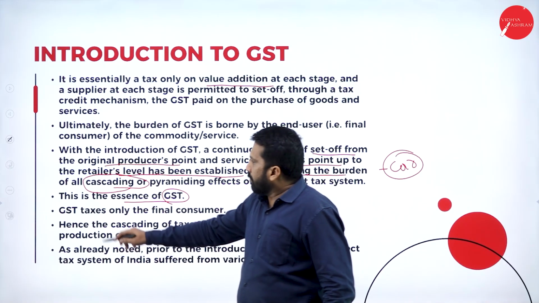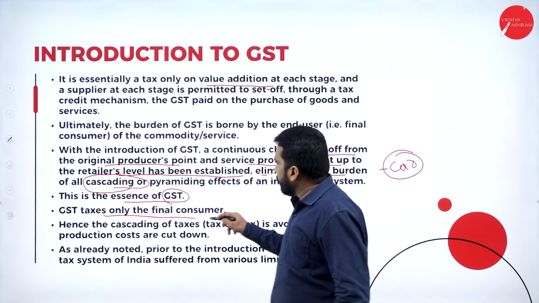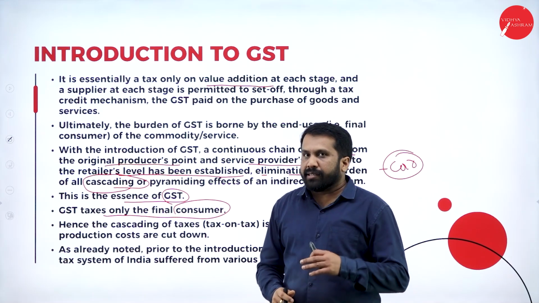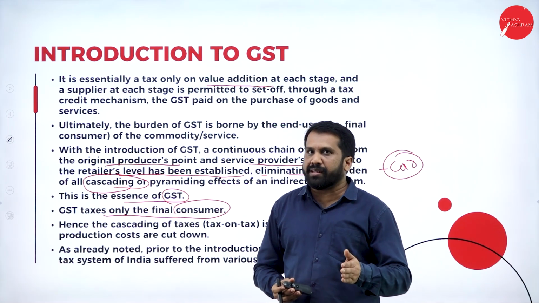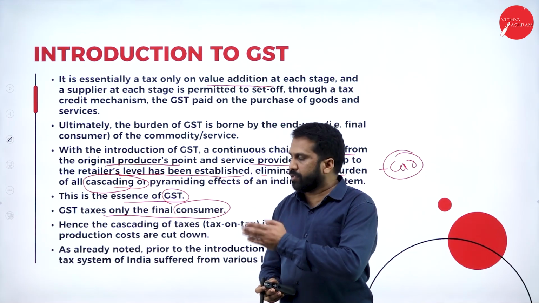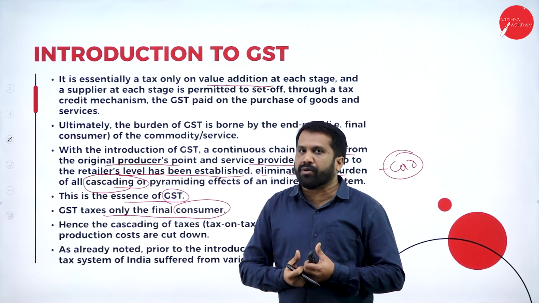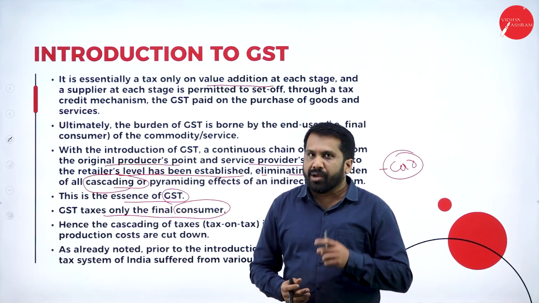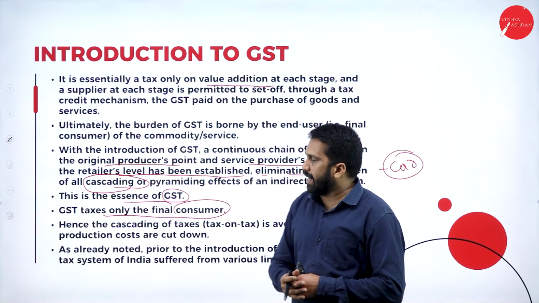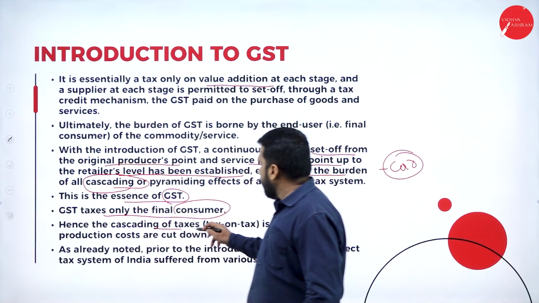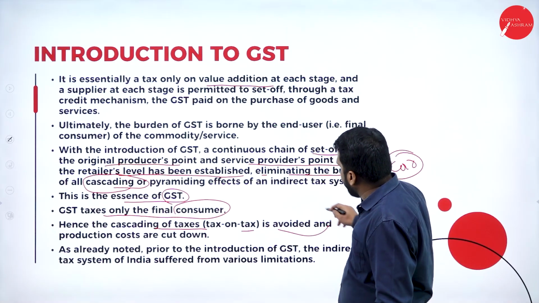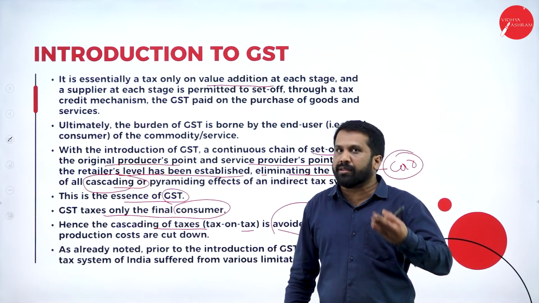Now, GST taxes only the final consumer. See, cascading means what? The first person pays the tax, then the second person, third person, fourth person. No. Under GST, the final person who consumes the product will pay the tax, so that only one person is paying tax. Then cascading of taxes, tax on tax, is avoided. So there is no tax on tax.